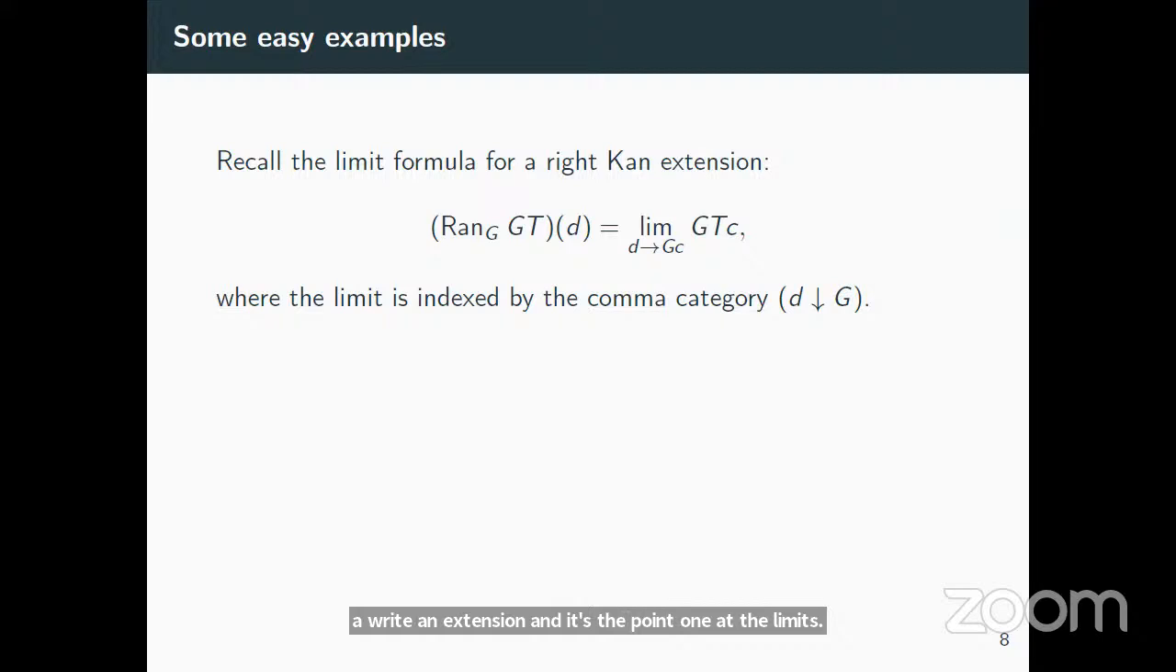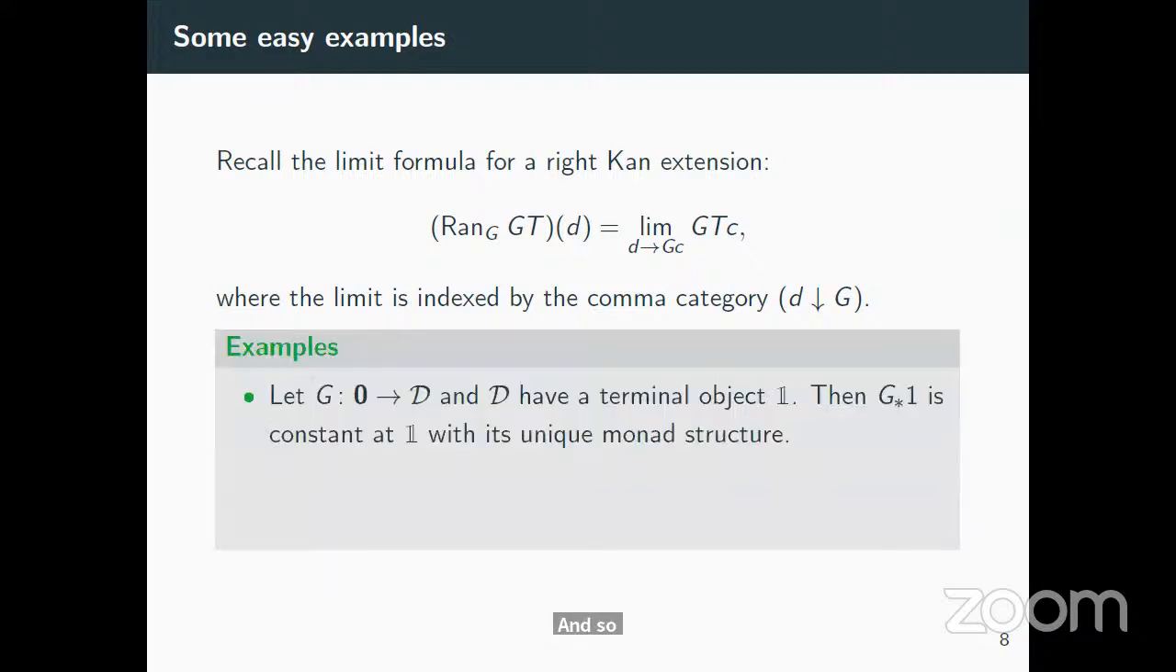So here I'm right-hand extending GT along G. If I evaluate that on an object D of the category D, this is the formula for the limit. And here I'm indexing over the comma category D arrow G. So its objects are maps from D to G of some little c, and then morphisms are triangles, as you show in the comma category. And so this limit is going to give me the formula of the right-hand extension.